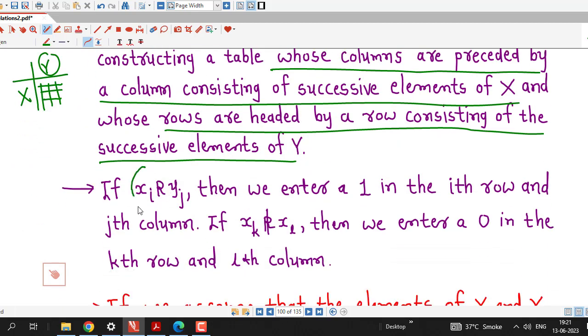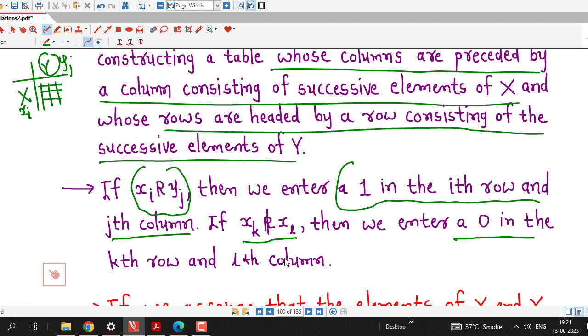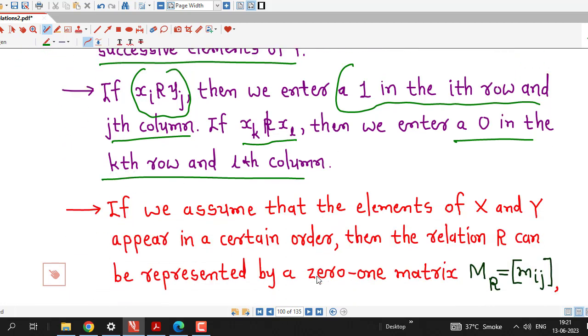Then if xi is related to yj, suppose I have some xi here and some yj here, and if xi is related to yj, then we enter a 1 in the ith row and jth column, and if xk is not related to yl, then we enter a 0 in the kth row and lth column.